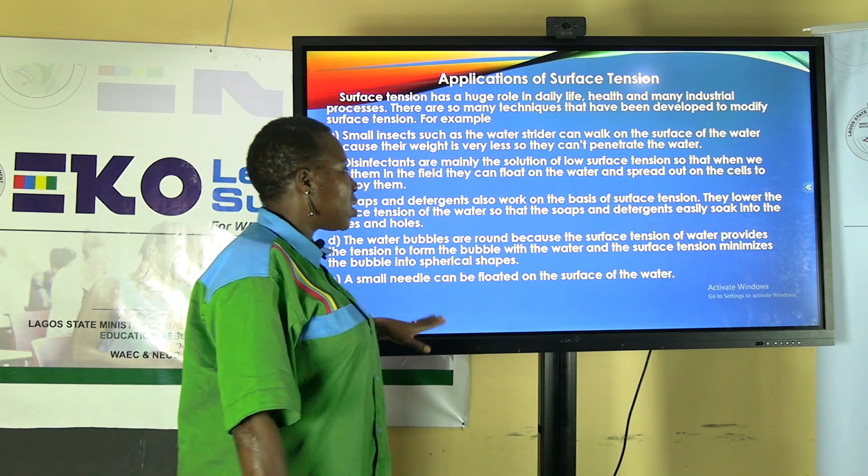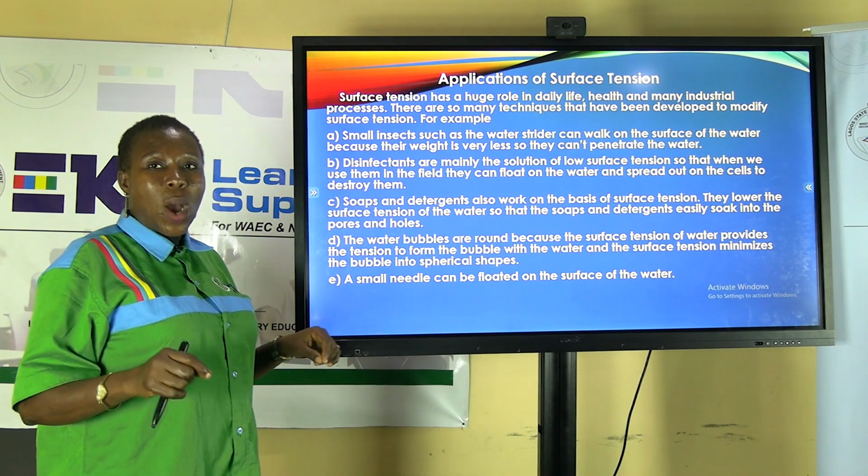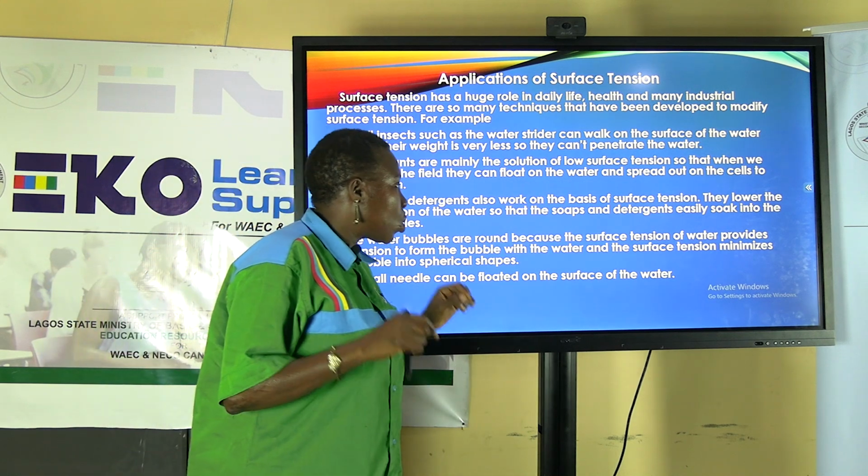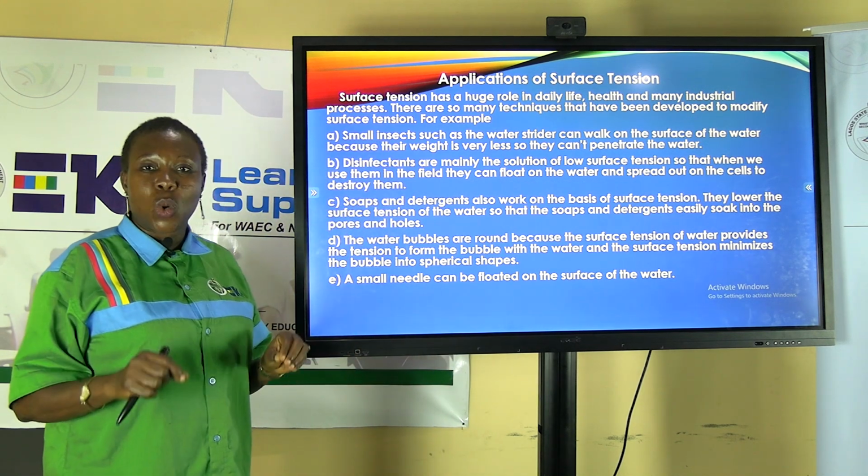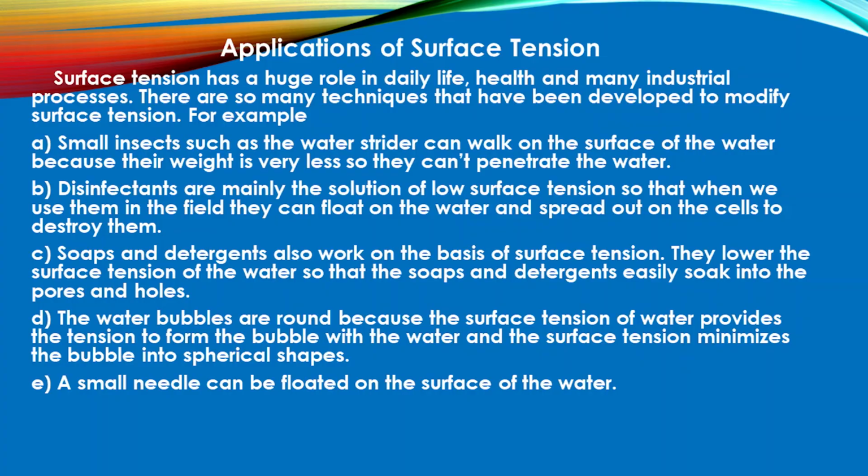They also work on the basis of surface tension. They lower the surface tension of the water so that the soap and detergents easily soak into the pores and the holes. We have the water bubbles. They are around because the surface tension of water provides the tension to form the bubbles with the water, and the surface tension minimizes the bubbles into spherical shapes. And these are also the spherical shapes you see on your window pane when rain falls or on the body of the leaves. Then a small needle can be floated on the surface of water due to surface tension.